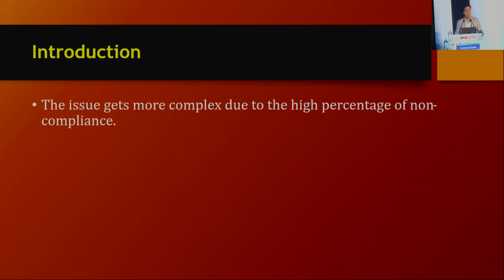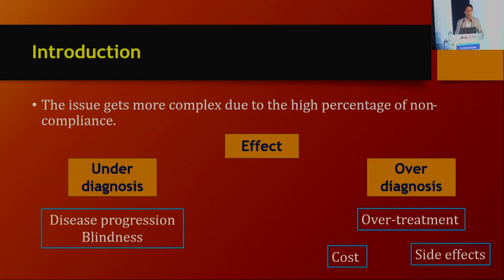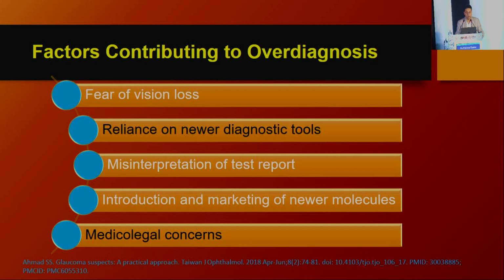This issue gets more complicated for those patients who are non-compliant and not on regular follow-up. So what could be the effect of overdiagnosis and underdiagnosis? Underdiagnosis of glaucoma will lead to progression of the disease, and ultimately it will lead to blindness, and overdiagnosis will lead to overtreatment, which will cause financial burden, also psychological burden to the patient, and it will cause side effects related to the drugs, also with the preservative.